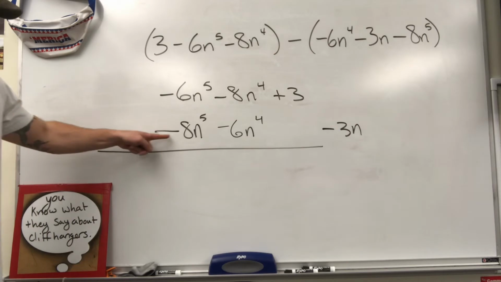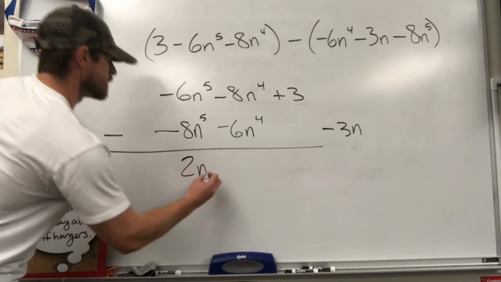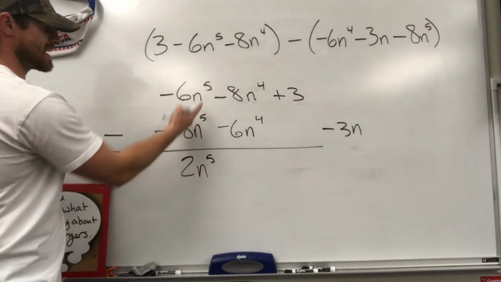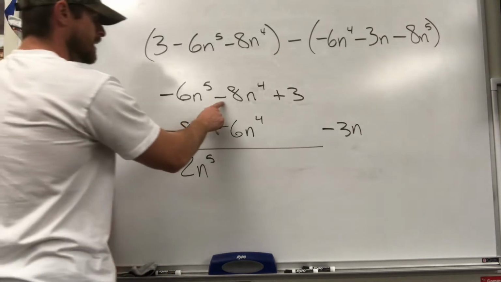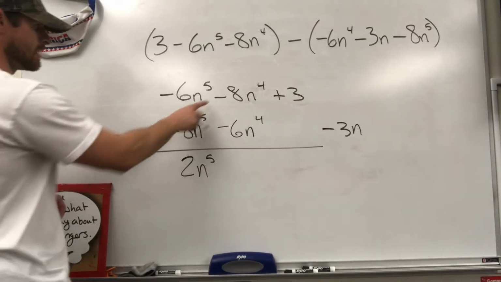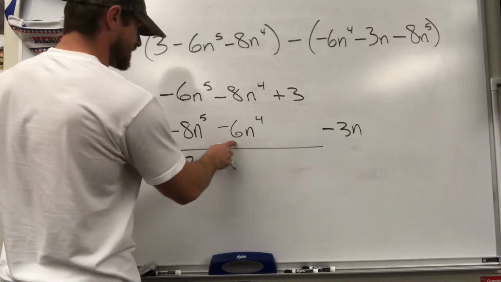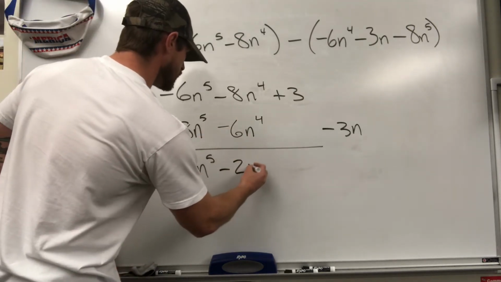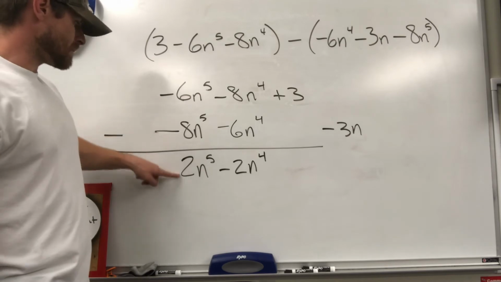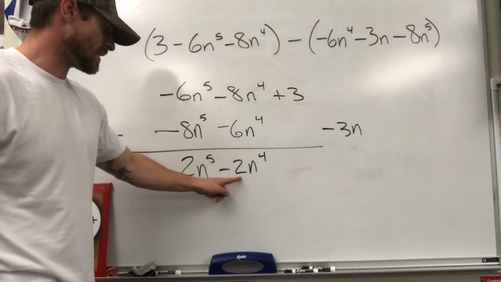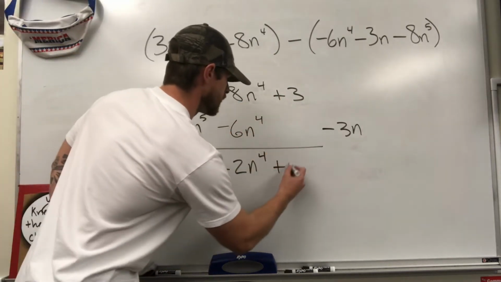Negative 6 minus a negative 8. Subtracting a negative is really adding, so you're adding 8 to negative 6. That's going to give you 2n to the fifth. It stays the same type of term that it was because we're adding and subtracting. We're not doing any multiplication here. Negative 8 minus, always go to the symbol, negative 8 minus a negative. Subtracting a negative is really adding, so we're adding 6 to negative 8, giving me a negative 2n to the fourth. So negative 6 plus 8 gave me 2, negative 8 plus 6 gave me negative 2, and then 3 minus nothing gives me 3.